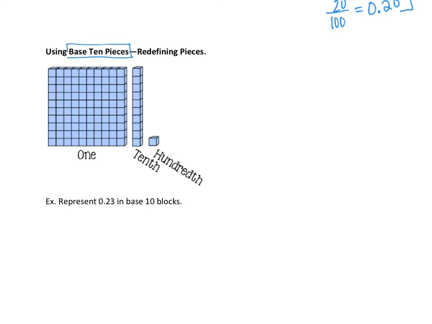So if we start saying that this big block is actually our whole one, then each of these guys is really going to be a tenth because it takes 10 of them to make up that whole. So this one whole would be that guy. And then the littlest guys, instead of being our ones, those are going to be hundredths, since it takes 100 of those to make the whole.